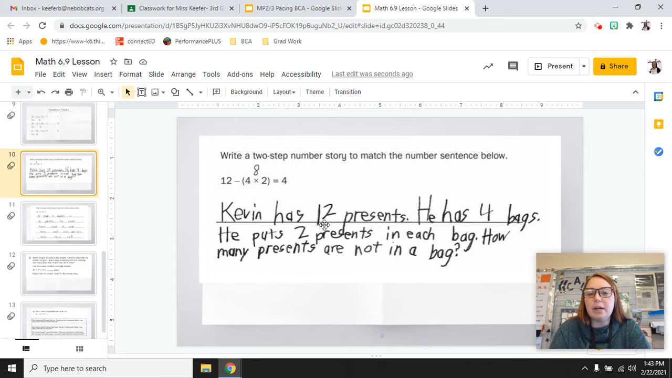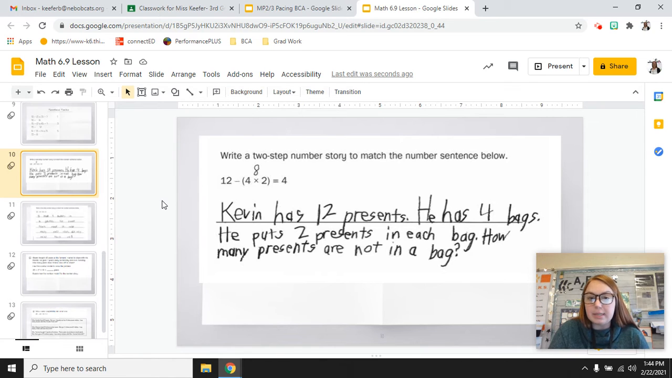The question that we were trying to do was write a 2-step number story to match the number sentence. This was our number sentence: 12 minus 4 times 2 equals 4. This is an example of what a student wrote. Kevin has 12 presents. He has 4 bags. He puts 2 presents in each bag. How many presents are not in a bag? The 4 times 2 represents that Kevin has 4 bags and he puts 2 presents in each one. And the 12 represents the total number of presents that Kevin has.